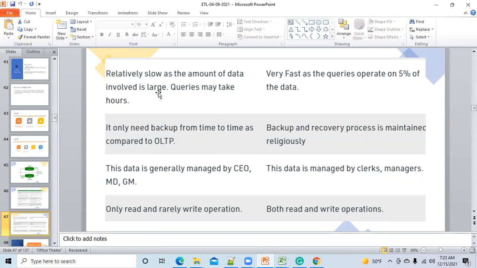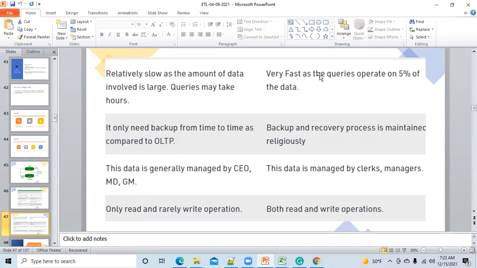Obviously, when you have a large amount of data, even if you're writing a single query, that query will scan all the data, terabytes of data. So that will take time. That's why data warehouses are relatively slow. It takes time.